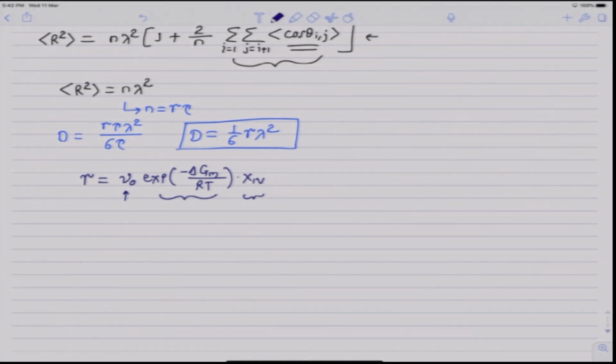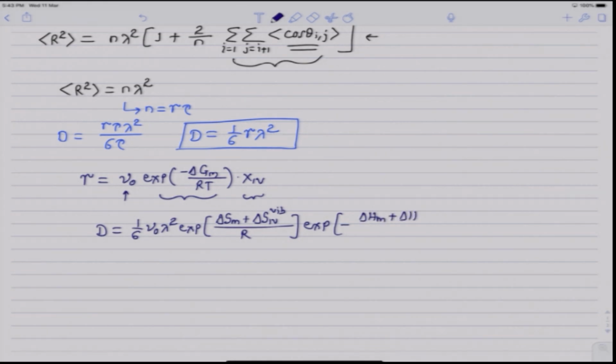So, if we substitute for X 1v and then substitute for gamma in D, we get the expression for D as D equal to 1/6 nu 0 lambda square, and if we combine the entropic and enthalpic terms together, then we write exponential delta S m plus delta S 1v vibrational divided by R times exponential minus delta H m plus delta H 1v over RT.